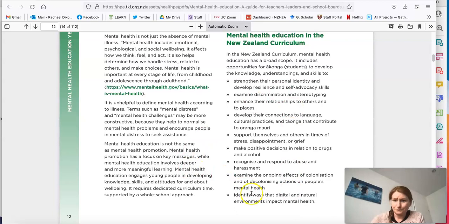So there's a lot here. Nice note here around mental health education not being for the purpose of mental health intervention. It's about the learning that's involved.